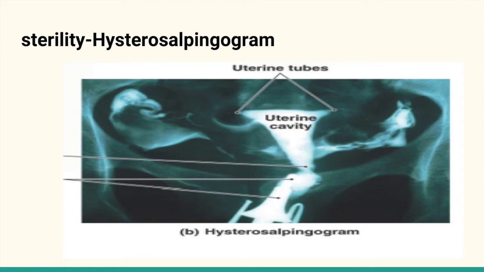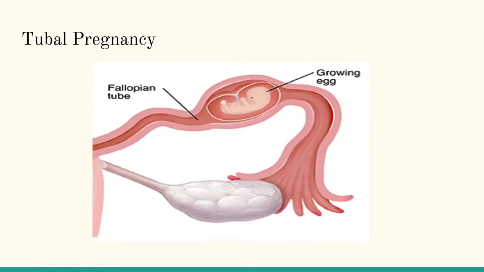The next one is tubal pregnancy. Usually fertilization takes place at the ampulla region. This is the fallopian tube, this is the infundibulum and this is the thin dilated ampulla. The spermatozoa which enter through the vagina pass through the cervix, enter the body of the uterus, pass through the fallopian tube and reach the ampulla.